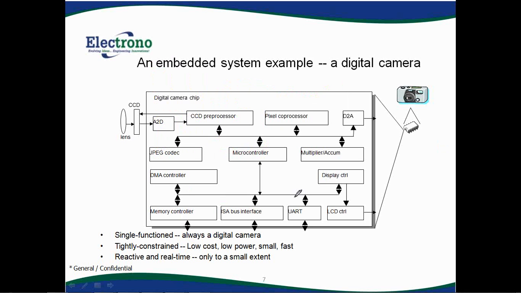So here we have an example of a digital camera. As you can see on the left-hand side on the top, you have a CCD lens, then an analog to digital converter, CCD preprocessors, pixel coprocessors, and a digital to analog converter again. These are all hardware, and they are inputs to the microcontroller. We have a JPEG codec in between, a microcontroller, multiplier, memory unit, and UART, which is for serial communication. It can be between external systems like your TVs, or it can be your laptops. Then the ISA bus interface and LCD control.